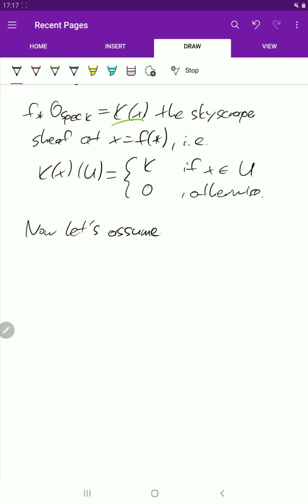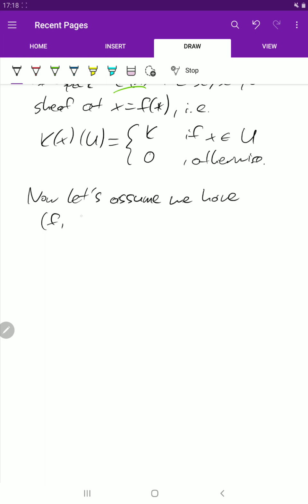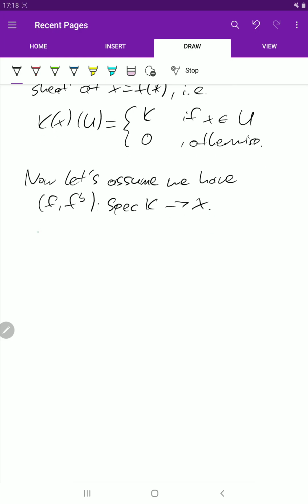Now let's assume we have our map of locally ringed spaces f from Spec K into X. And well, how do we get this point in X? There's basically only one choice. Again, we see it as a topological space as this one point space, and so x is the image.